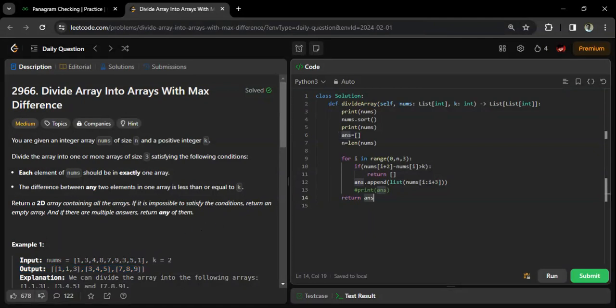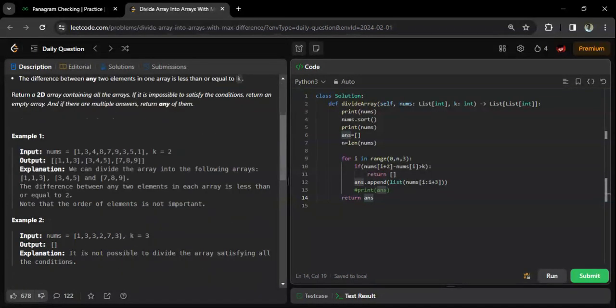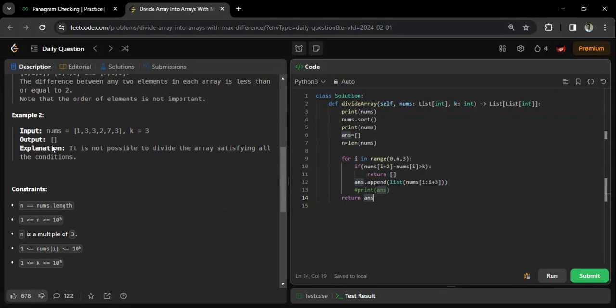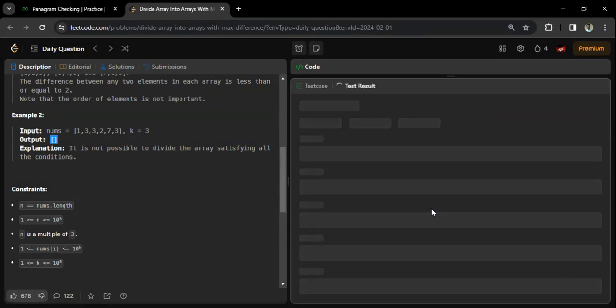That's what it is. And next, the array is sorted, and I know that the answer will not be there in every case. In this case, as you can see, the answer is null because the minimum difference is not getting satisfied here. Let me quickly show this example as well.